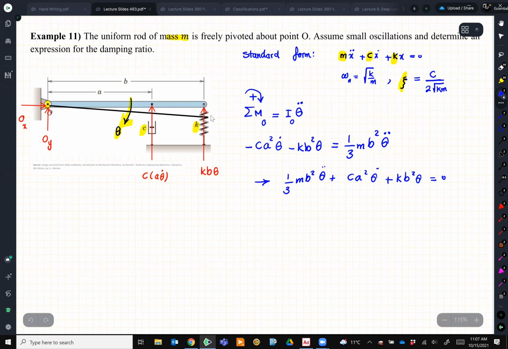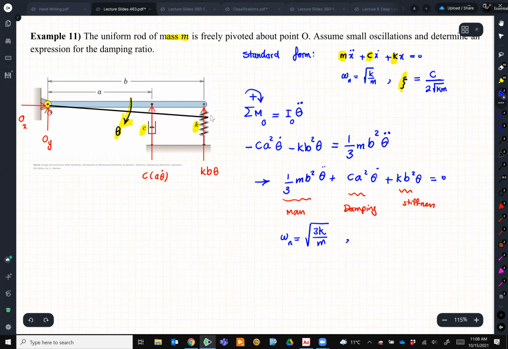So that's my equation. I can even go further and simplify it more, or I can just leave it as it is. Now I can call this value the system mass, this is the damping coefficient, and this is the stiffness of the system. And simply I can now find omega n, if I'm interested, the natural frequency of this system, which will be the square root of 3k over m, right? Because the b's cancel out each other.